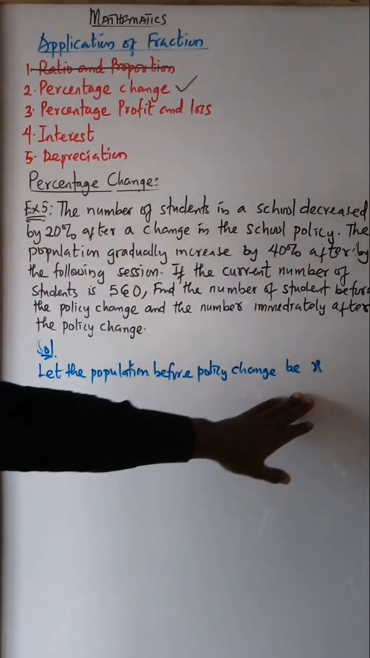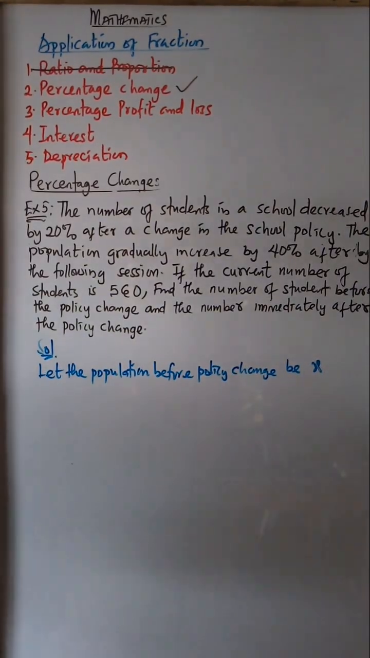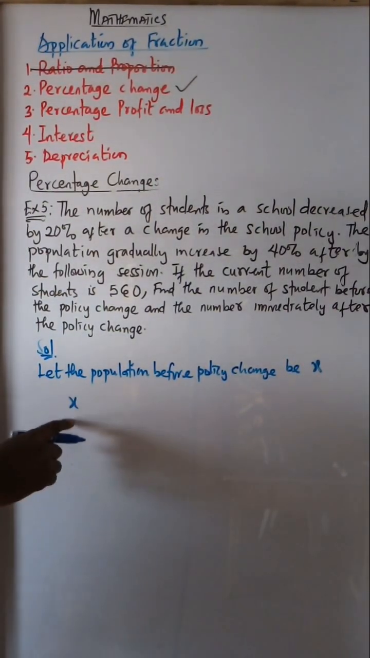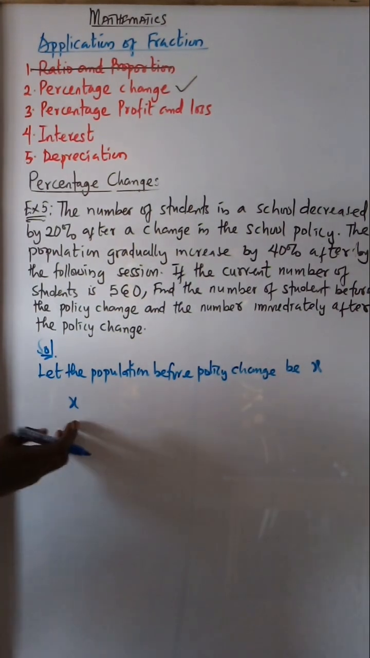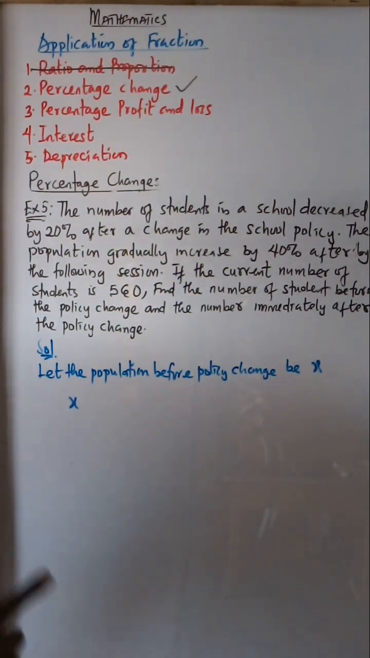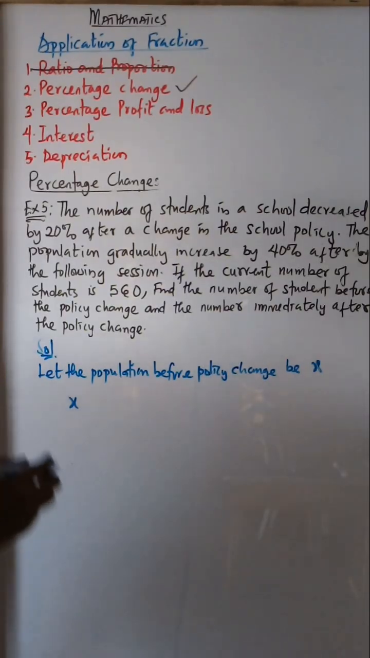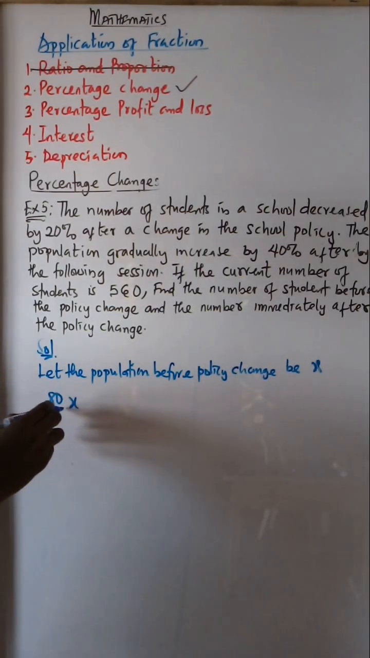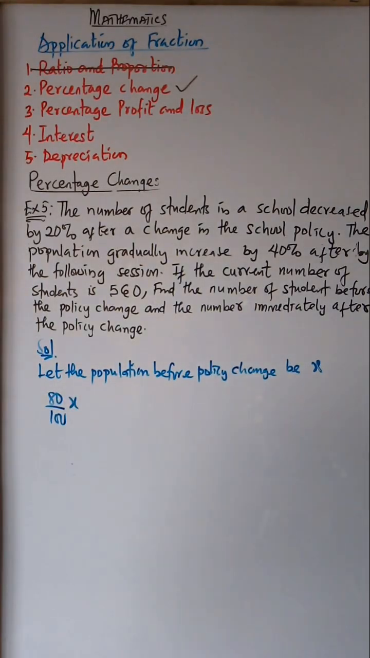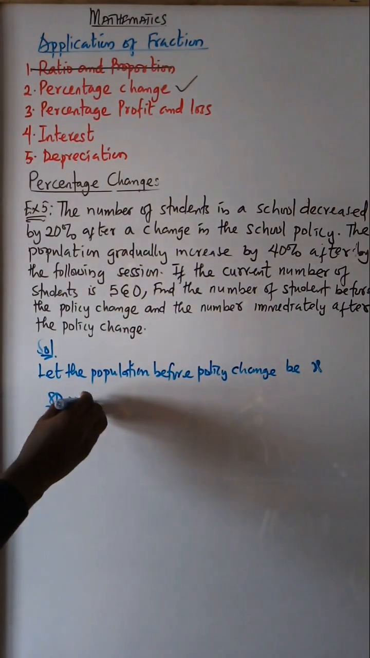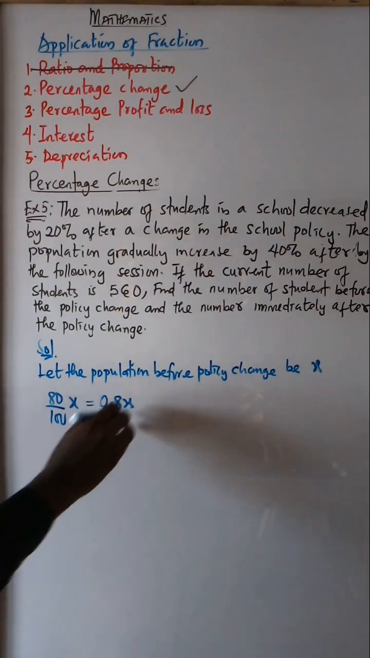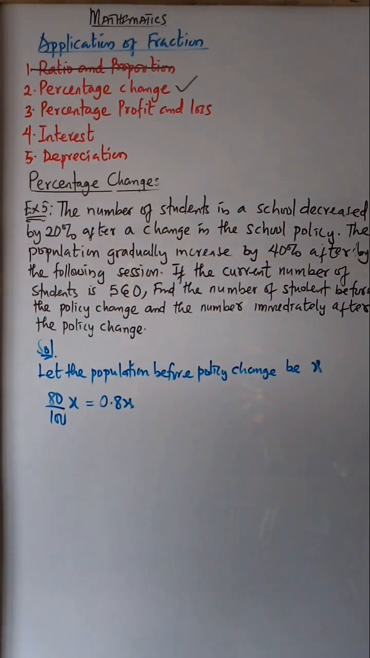So what happened? It was X before. This X was not decreased. The population then was decreased by 20%. Now, this X is 100%. From 100, if you remove 20, that is 80%. So after the change in policy, the population is what? 80 over 100 of X, because X decreased by 20%. In decimal, we can write 0.8X, although we can still decide to leave it in fraction.